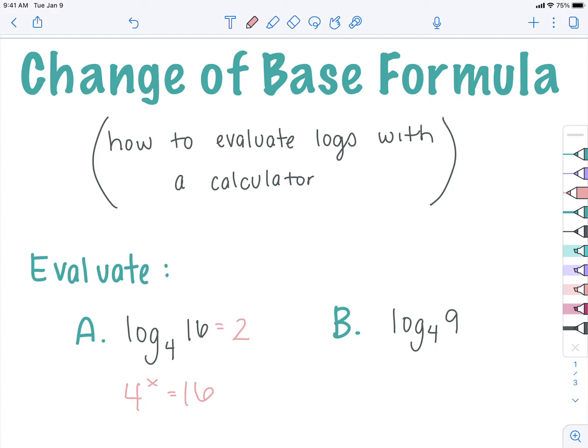But if I was asking you to evaluate log base 4 of 9, if I said 4 to what power equals 9, that we don't know off the top of our head, right? It's not a pretty number. So in order for us to evaluate these, we're going to need the change of base formula so that we can plug it into a calculator and get that decimal out.